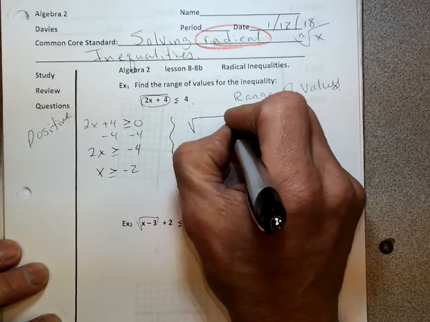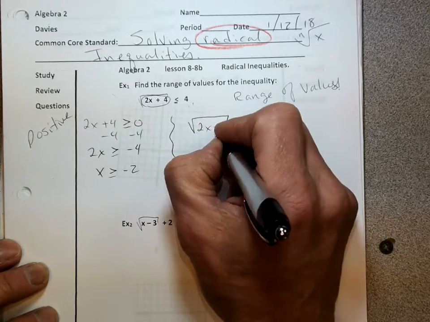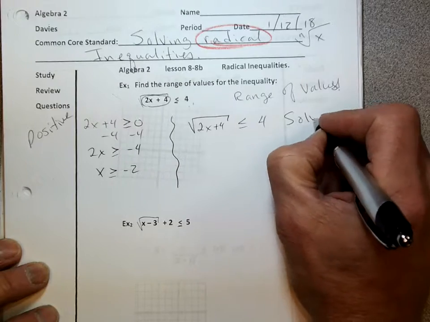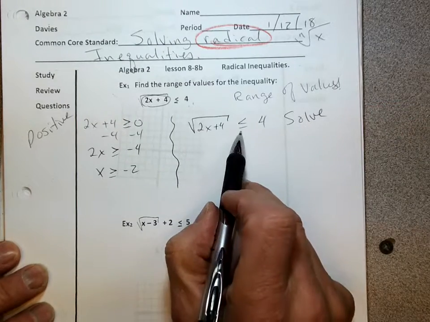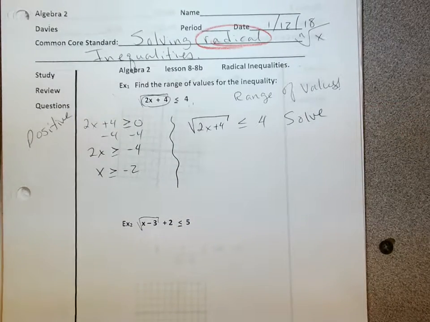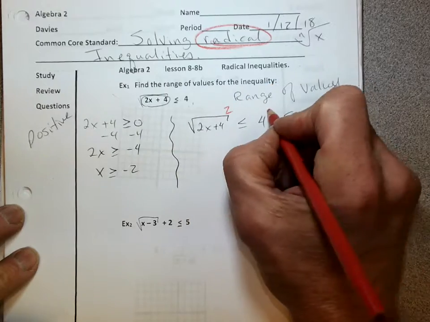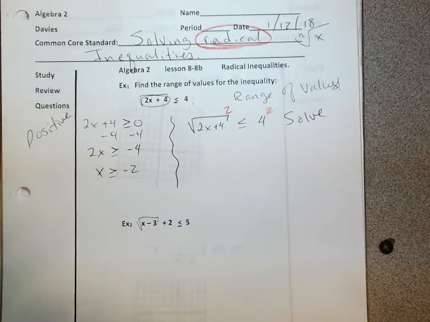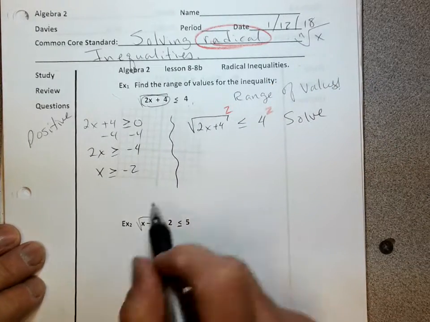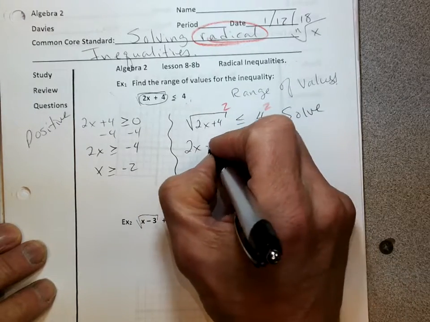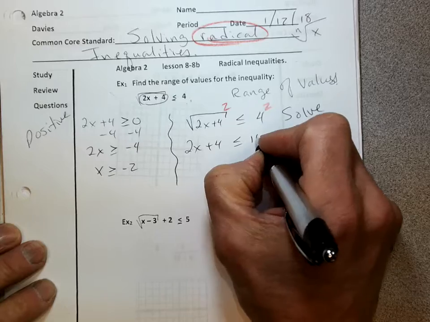We'll take the square root of 2x plus 4 less than or equal to 4, and we'll solve, okay? So 2x plus 4 less than or equal to 4. And we'll just solve, what x values are going to be less than 4. So we'll just solve like we always do. So first step, square both sides, right? Because that'll get rid of the square root, right? So if I square both sides, I'll get 2x plus 4 is less than or equal to 16, right?